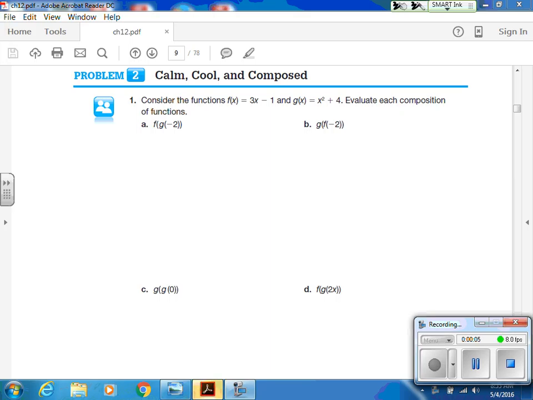Alright, so it's really simple. Does anybody know what you do? Any ideas? You have a guess? Yes, you're going to put negative 2 into g. That's so smart. So I'm going to have negative 2 squared plus 4, which is what? 8. And then, see, that goes into the f. So f of 8 would be 3 times 8 minus 1, which is what? 23.